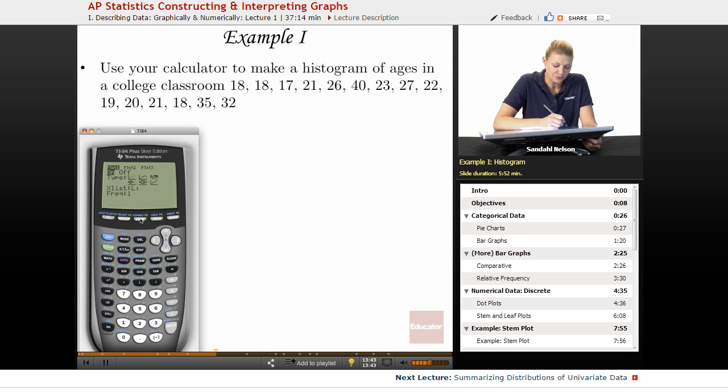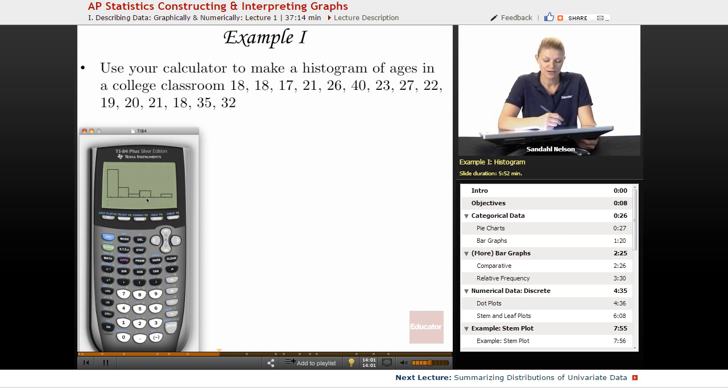You're going to go to Zoom, and then we're going to scroll down until you get Zoom Stat, right? Statistics course. Instead of scrolling down, if you just start to memorize it, you could press Zoom 9 and it would go there automatically. Okay, so perfect. Here we go. Now we have our histogram.